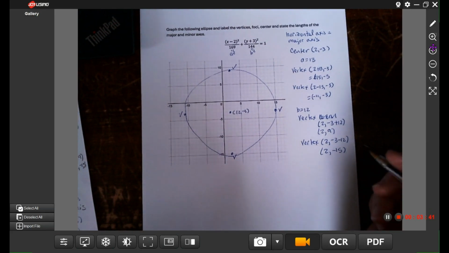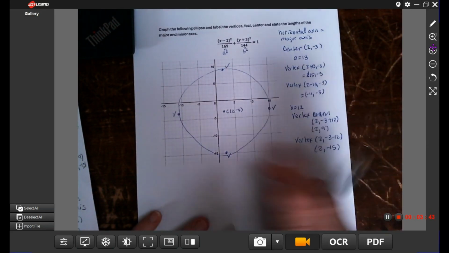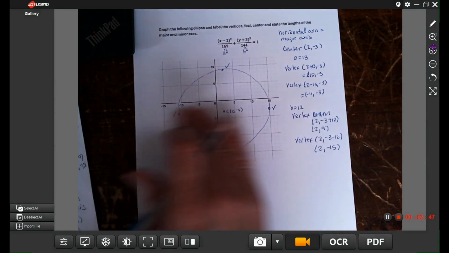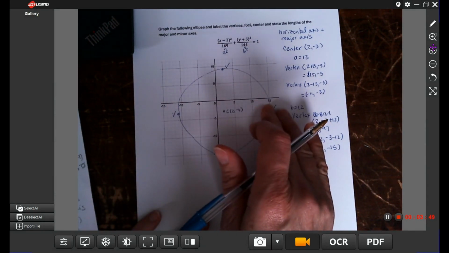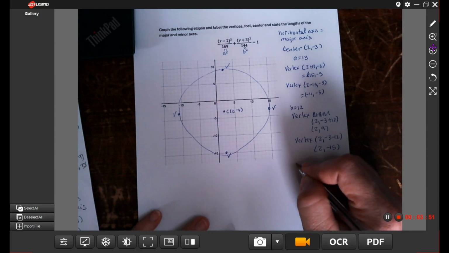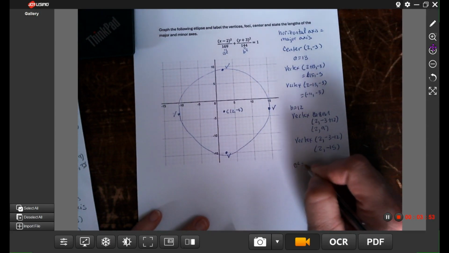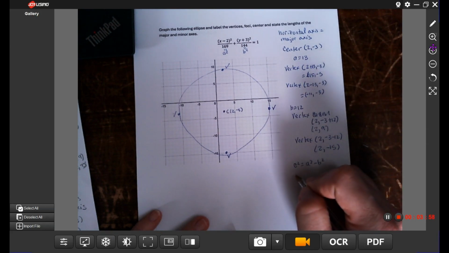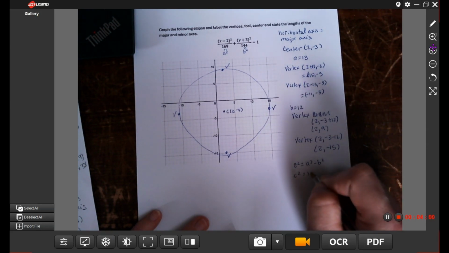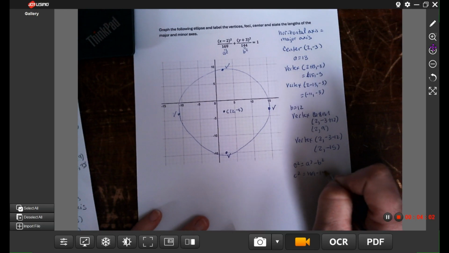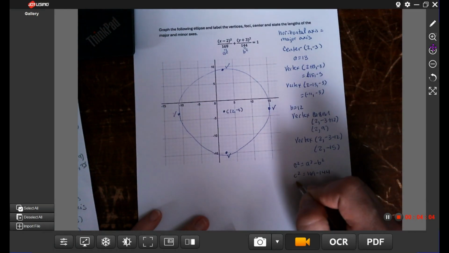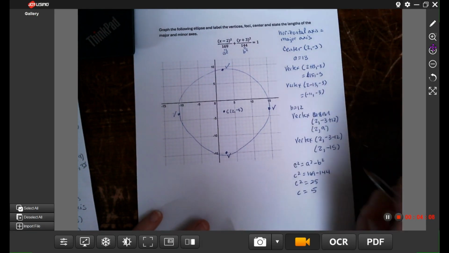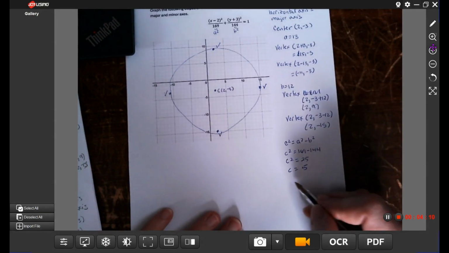And now I want to work out the foci. So the foci always go along the major axis, so they're going to be along the horizontal axis. So I need to find c. So since c squared equals a squared minus b squared, and a squared is always the bigger one, c squared is equal to 169 minus 144. So c squared equals 25, so c equals 5. So where are my foci?